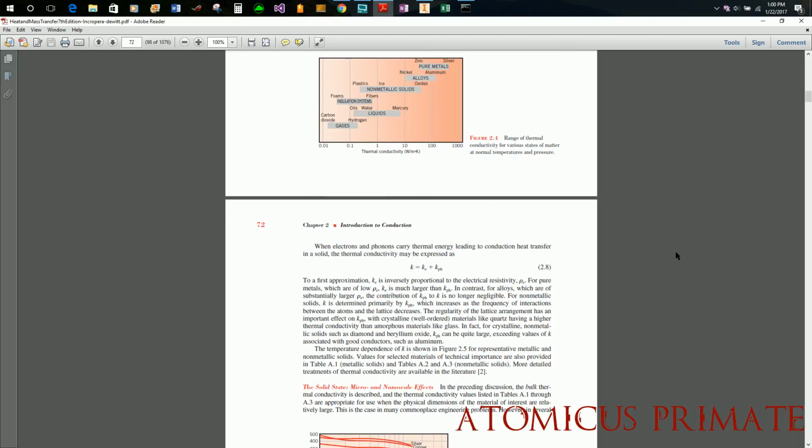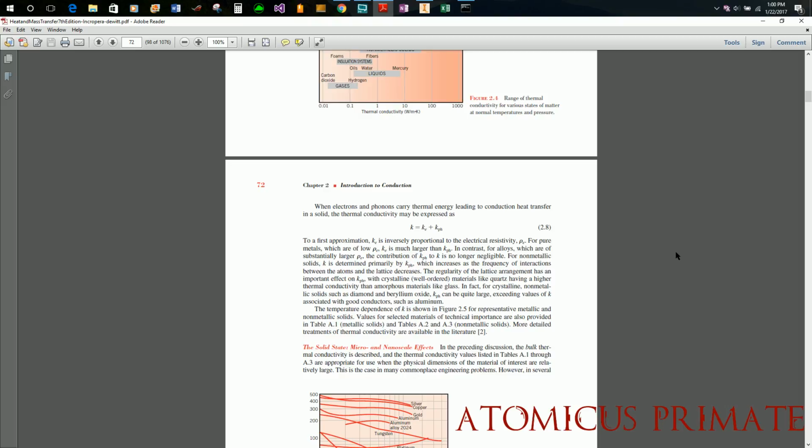When electrons and phonons carry thermal energy leading to conduction heat transfer in a solid, the thermal conductivity may be expressed as k equals k sub e plus k sub ph. To first approximation, k sub e is inversely proportional to the electrical resistivity, rho sub e. For pure metals, which have low rho sub e, k e is much larger than k ph. In contrast, for alloys, which have substantially larger rho sub e, the contribution of k sub ph is no longer negligible.